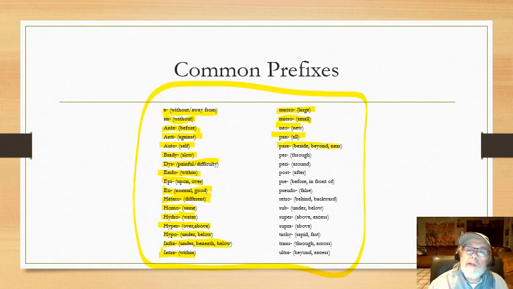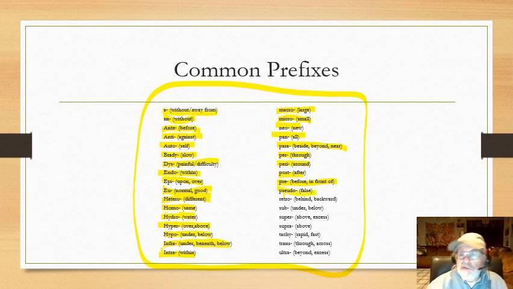Para means beyond, near, or beside. Paranormal, something a little bit beyond what's normal. Per means through, and peri means around, like the perimeter. Post means after. Postoperative, after surgery. Postpartum, after delivery. Postprandial, after meals. And pre would be the same. Preoperative, before surgery. So post means after, pre means before.